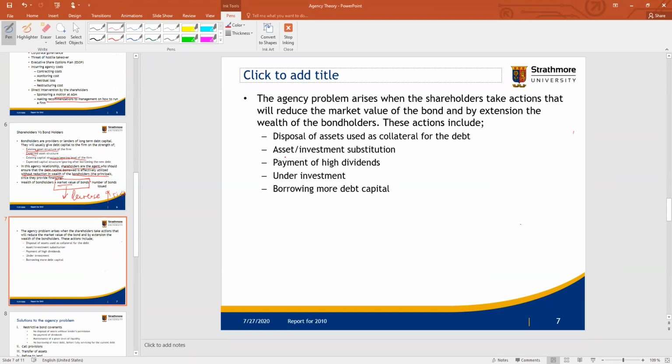Okay. So you have a case called asset or investment substitution. For every person who is going to provide debt capital, even in the case of a normal bank loan, when you want to make an investment, the bank is going to ask you where you want to invest your money. As the borrower, you say you're going to invest the money in this particular project, A, B, or C.